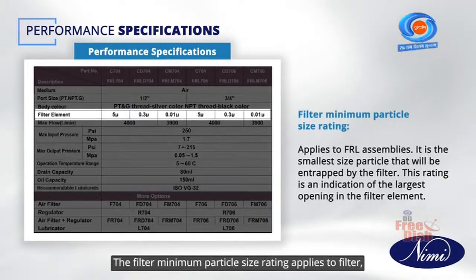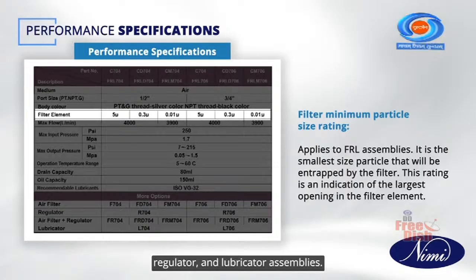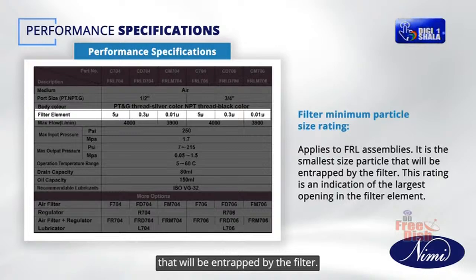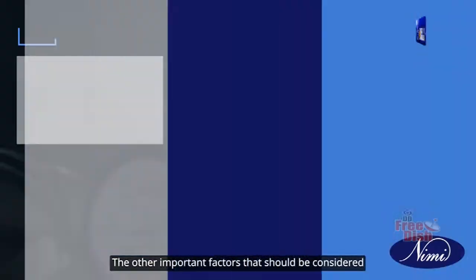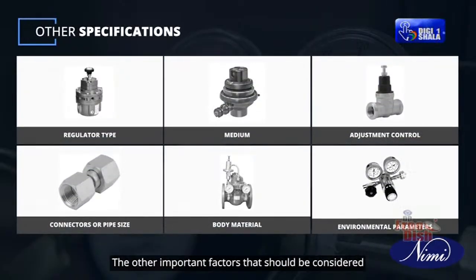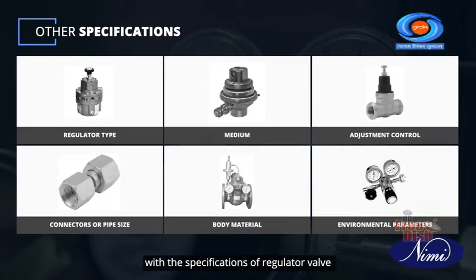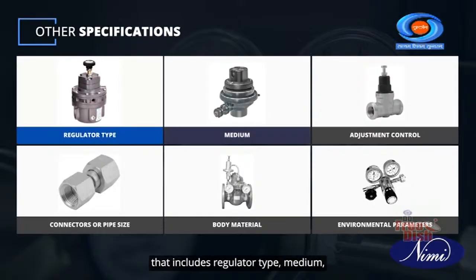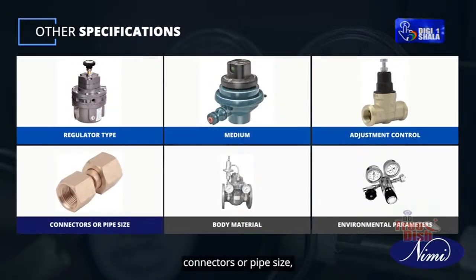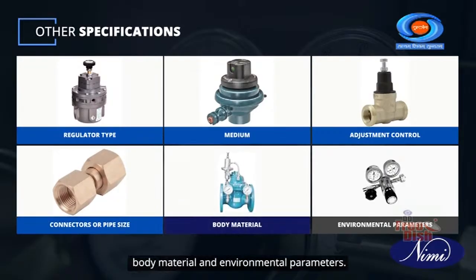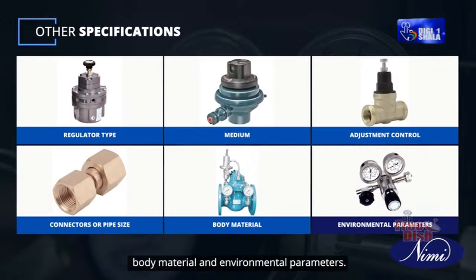The filter minimum particle size rating applies to filter, regulator, and lubricator assemblies. It is the smallest size particle that will be entrapped by the filter. This rating is an indication of the largest opening in the filter element. The other important factors that should be considered with the specifications of a regulator valve include regulator type, medium, adjustment control, connectors or pipe size, body material, and environmental parameters.